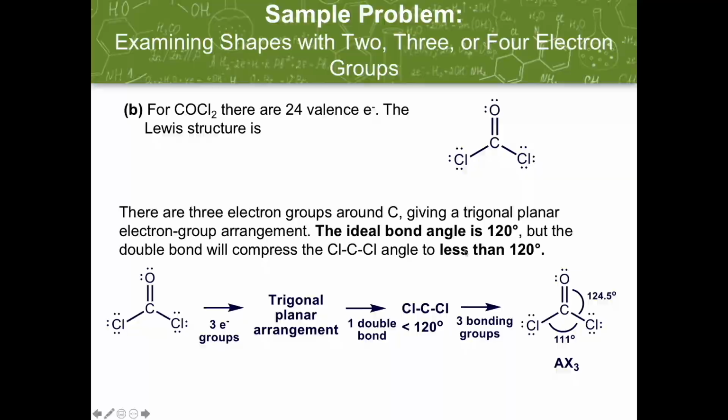And then we draw and name the molecular shape. So there are again 3 electron groups with no lone pairs on COCl2. Therefore, it is a trigonal planar arrangement. So this would be the shape of our molecule.